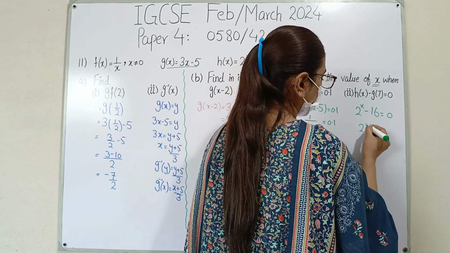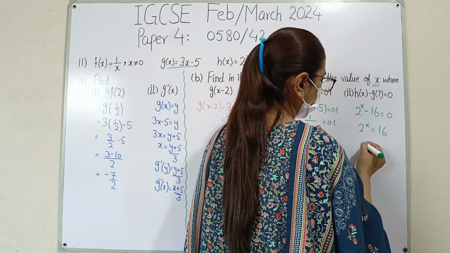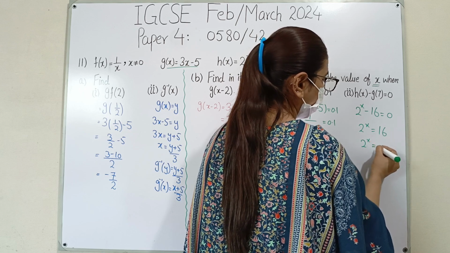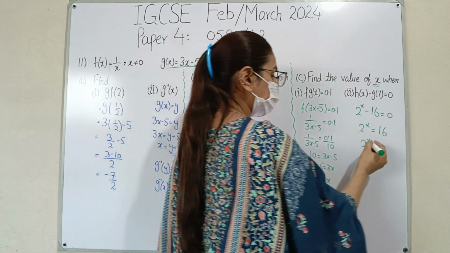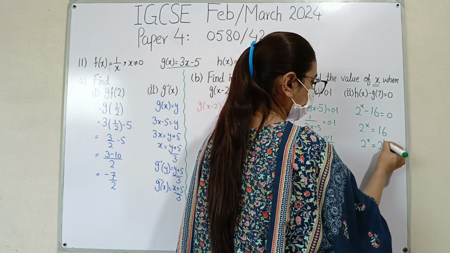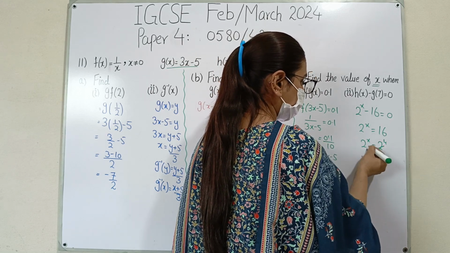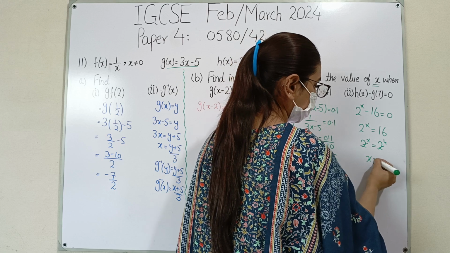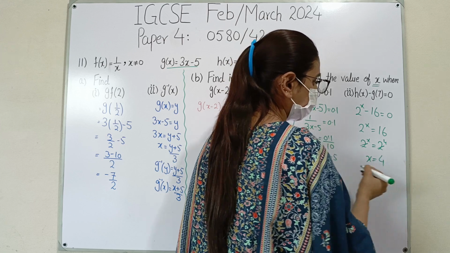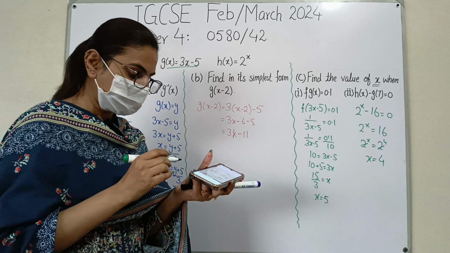So 2 power x is equal to 16. Now try to use exponential laws over here. 2 power 4 is always 16. Cancel the base with each other. So you will get the value of x is equal to 4.